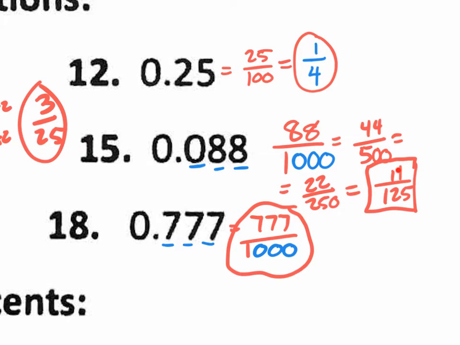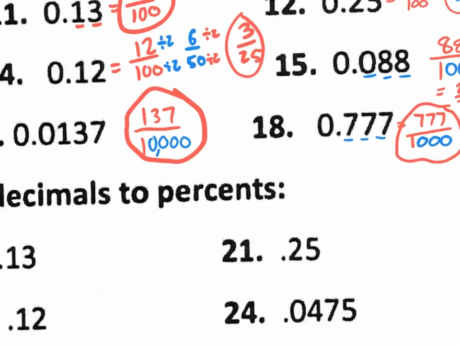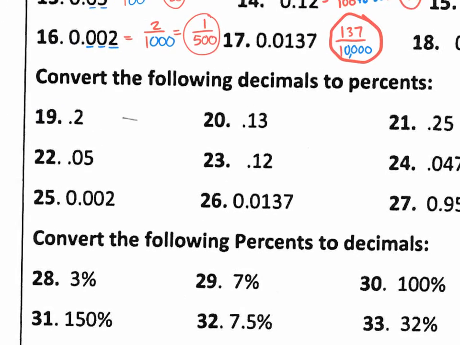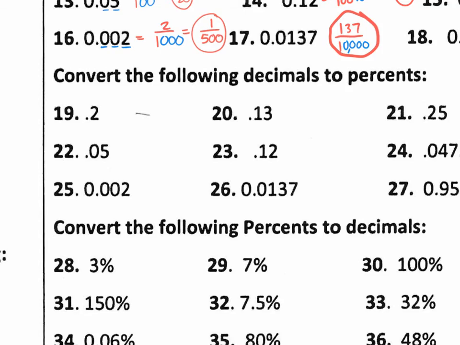I can't divide 11 by 2 or by 3. That's as far as I could go. That's my answer. The next one is 777 over 1,000, and there is nothing to reduce. Let's move on to this next section, converting the following decimals to percents.